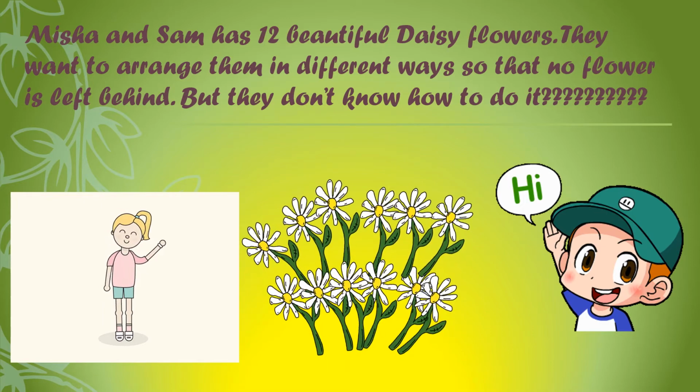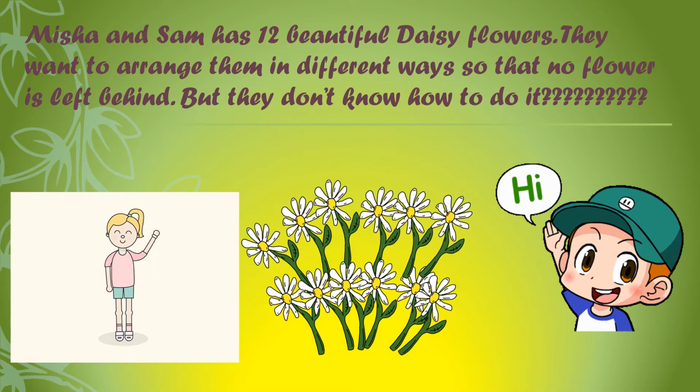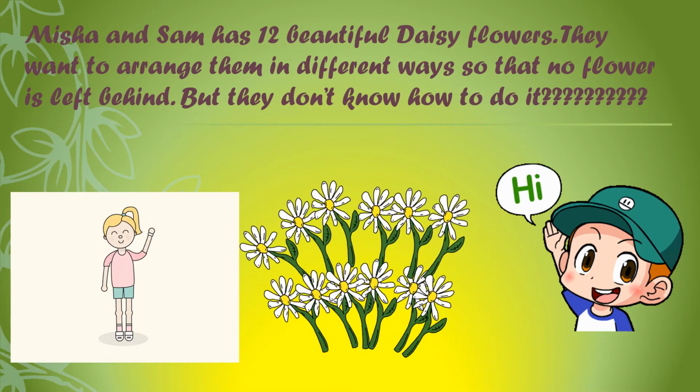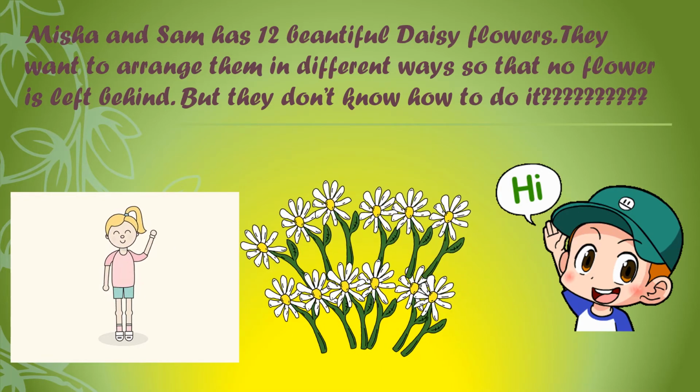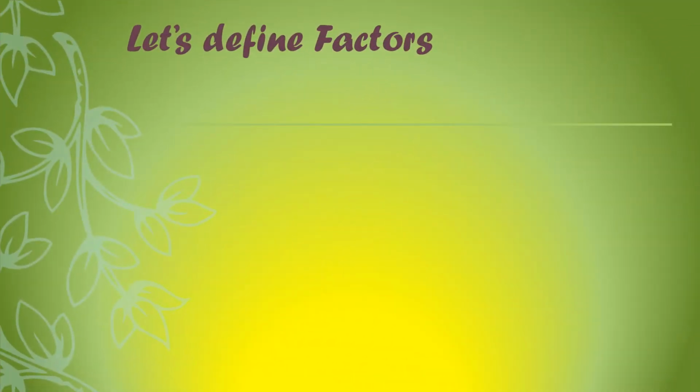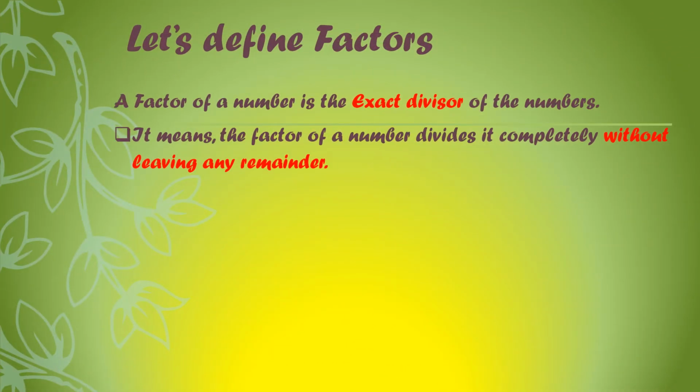Okay. Children, we can do it mathematically and we can do it by using factors. So let's know what are factors. Let's define factors. A factor of a number is the exact divisor of the number. Children, it means the factor of a number divides it completely without leaving any remainder. It means on completion of the division, the remainder is always 0. So, the divisor by which we are dividing the number is known as the factor of the number.